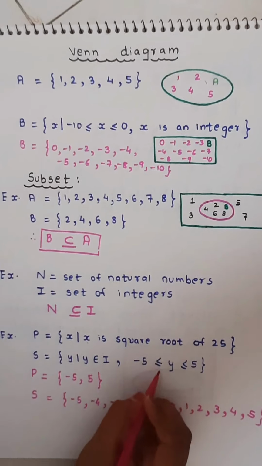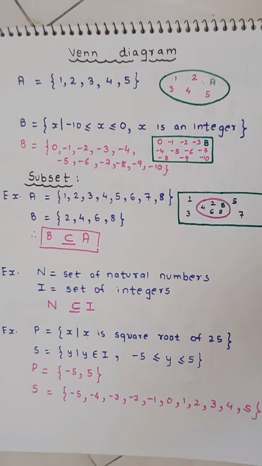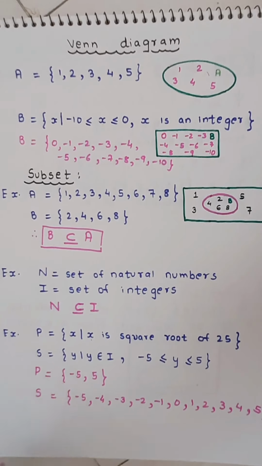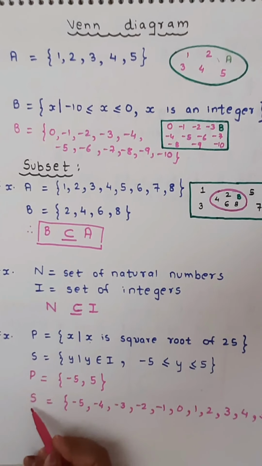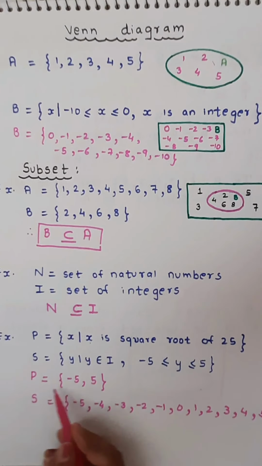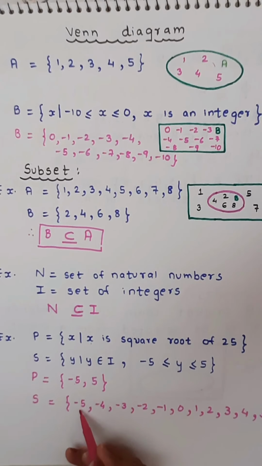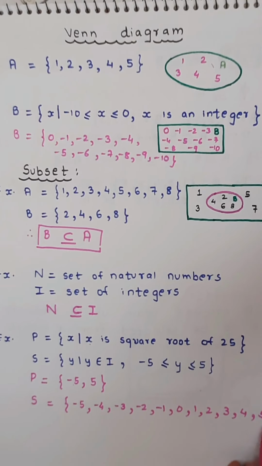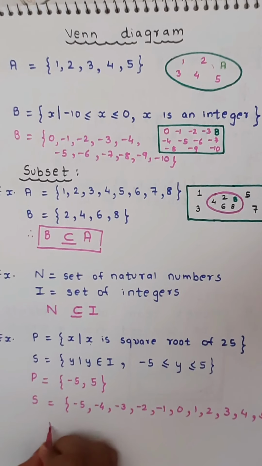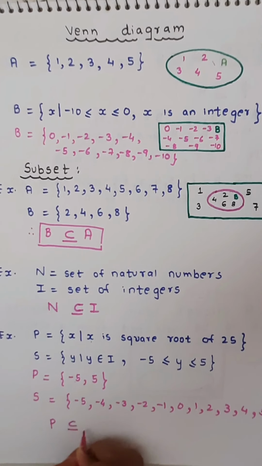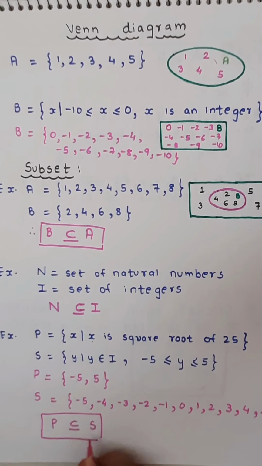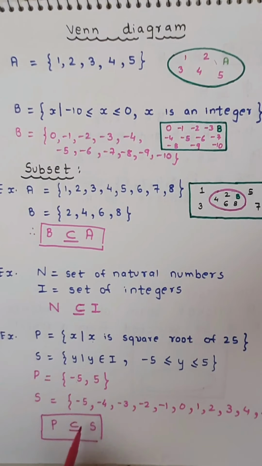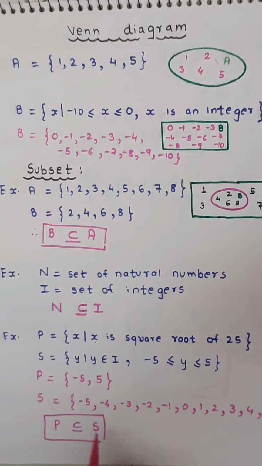This is equal. Okay. So now let's write it, who is a subset of whom? P is a subset of S or S is a subset of P? Now you can clearly see minus 5 is included. Yes, it is included. 5 is included in this set. Yes, it is included. That means P is a subset of S, because P is a smaller set also, and all the elements of P are included in the set S. So P is a subset of S.